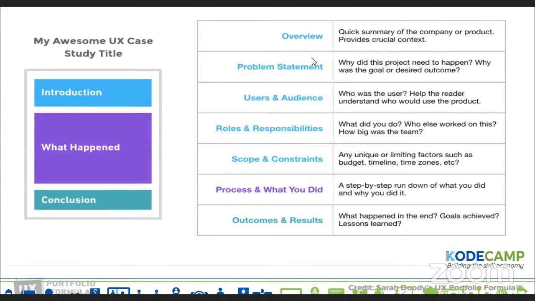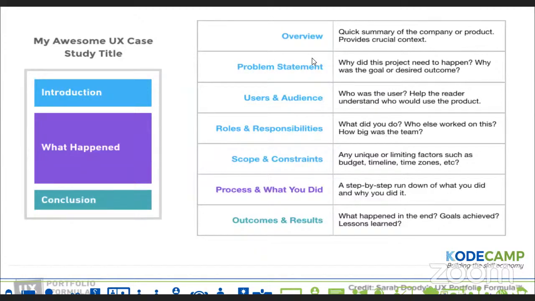And then we have the problem statement. Sorry about that. We have the problem statement. Why did this project need to happen? Why are we working on this project in the first place? What was the goal or desired outcome? This is where you get to put down your problem statement. Why are we working on this project? What problem are we trying to solve?